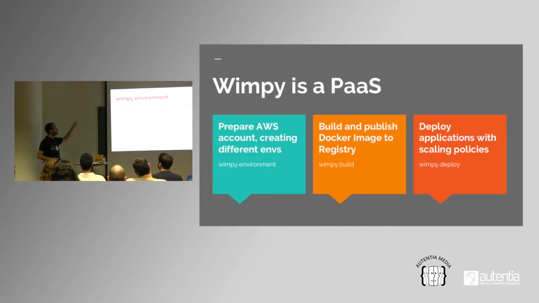So wimpy.environment will create different environments for your application. Each of these environments is running in an isolated VPC. VPC is the Amazon Virtual Private Cloud, which is just a local network. So right from the start, the different environments can't connect to each other. They are completely isolated from each other. An application running in production can't connect to an application running in QA, for example. So just by running this role, you get all these environments by default.